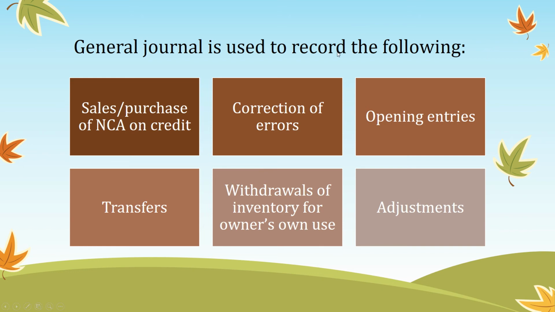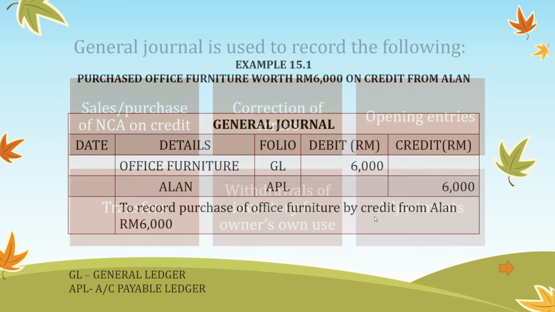General journal is used to record the following: sales or purchase of non-current asset on credit, correction of error, opening entries, transfers, withdrawal of inventory for owner's own use, and adjustment.